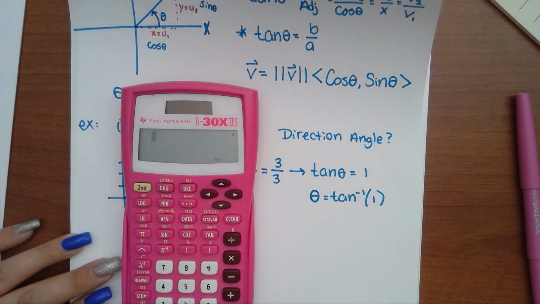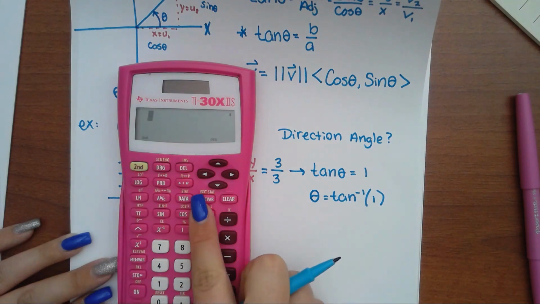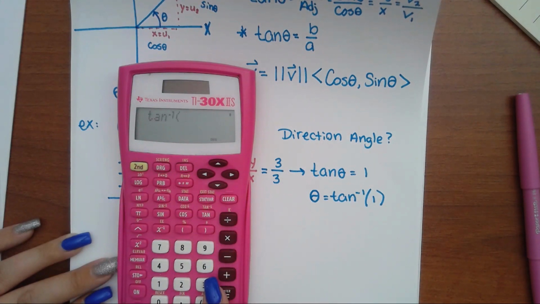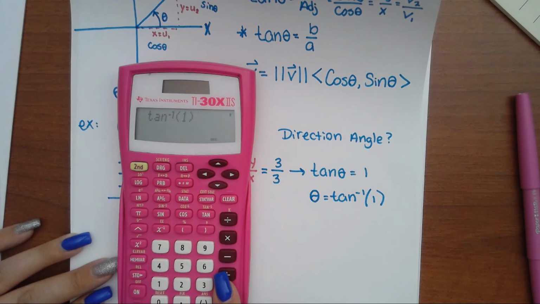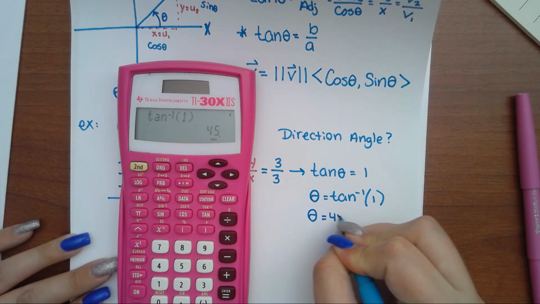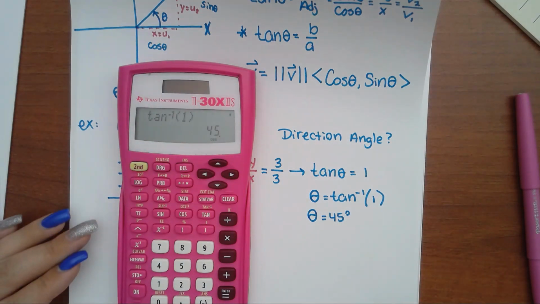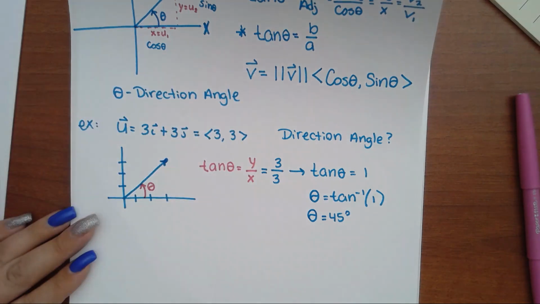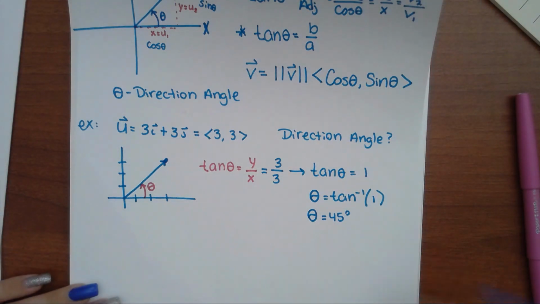and hit enter. Now I'm going to do second tangent because I want that inverse. So second tangent, then put in 1, close parentheses. My answer is 45. Because it's in degree mode, my answer here is 45 degrees. If you're looking at where your vector is located, and it's in quadrant 1 and you get an answer in quadrant 1, then you know that you've done this correctly. Okay, we're going to go on to example number 2.